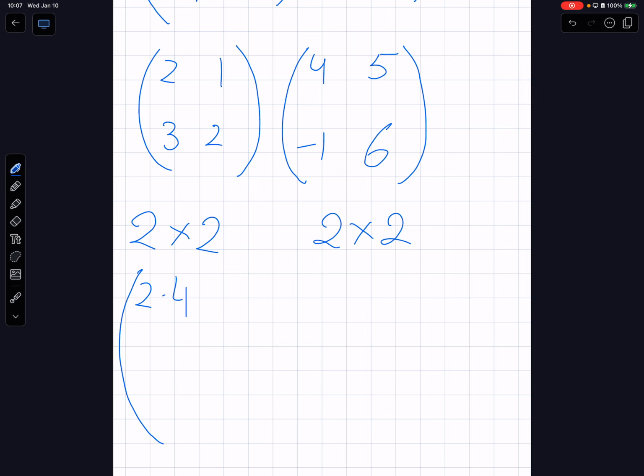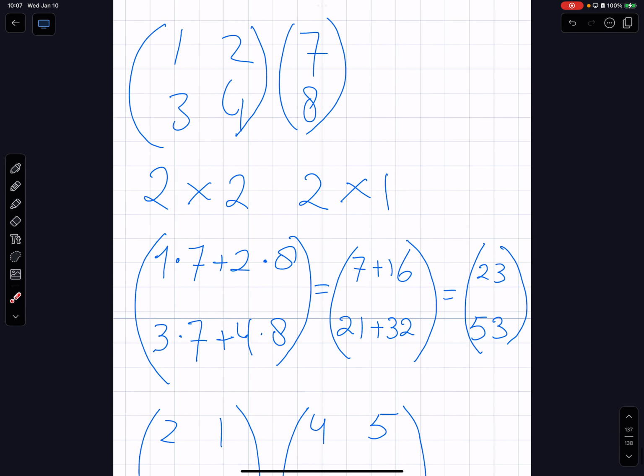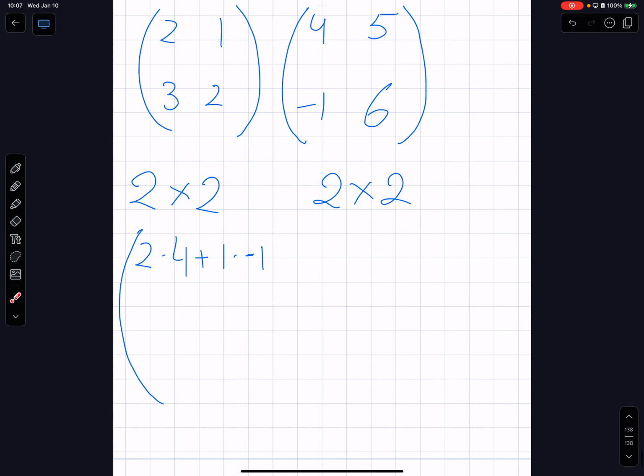2 multiplied by 4. Add 1 multiplied by -1. Row multiplied by column. We did the same thing here. 1 by 7, 2 by 8. 1, 7, 2, 8.